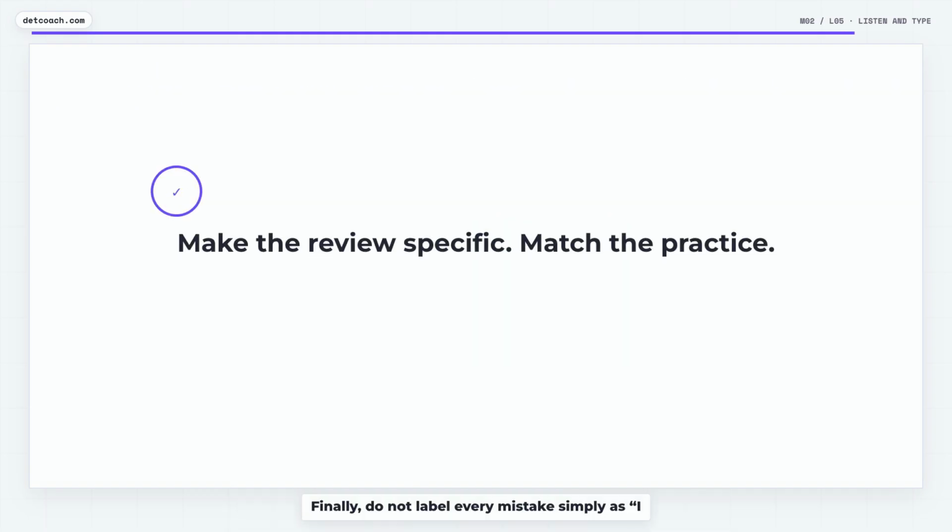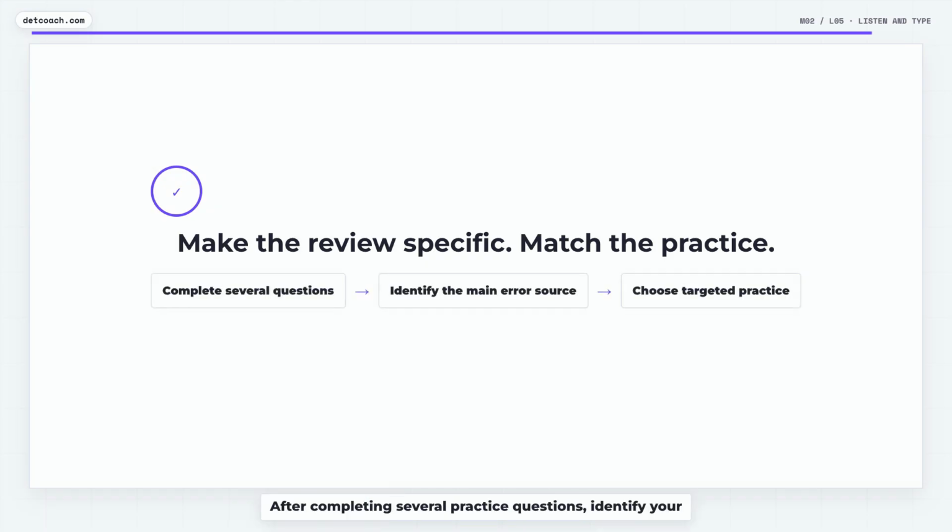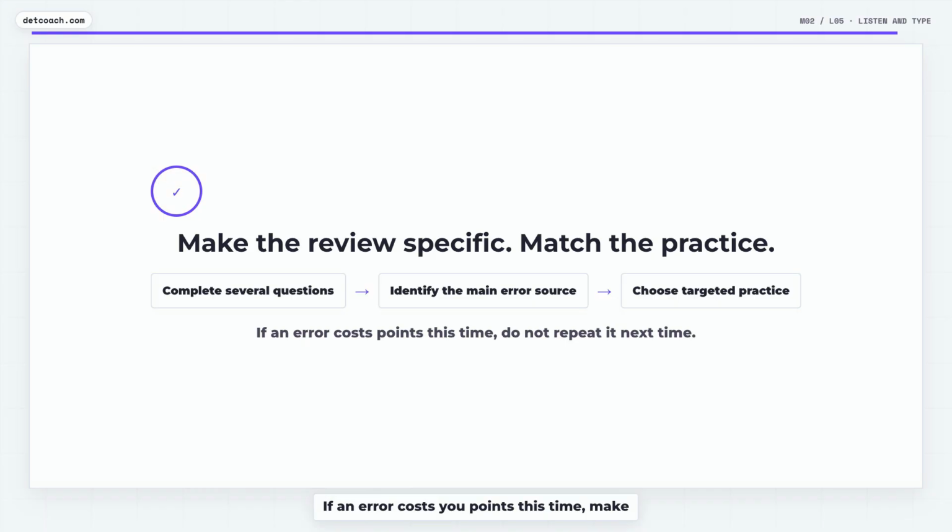Finally, do not label every mistake simply as, I didn't hear it clearly. After completing several practice questions, identify your main source of error and choose practice that addresses it directly. If an error costs you points this time, make sure you do not repeat it next time.